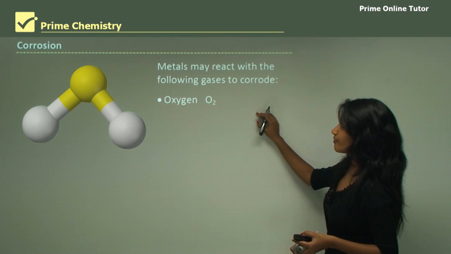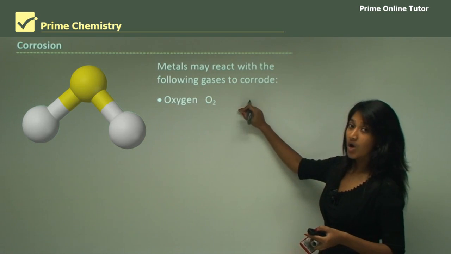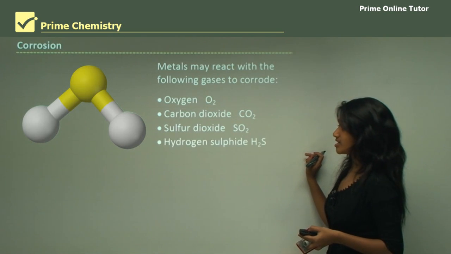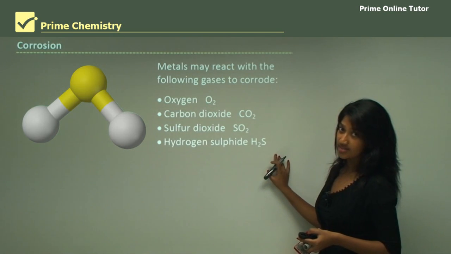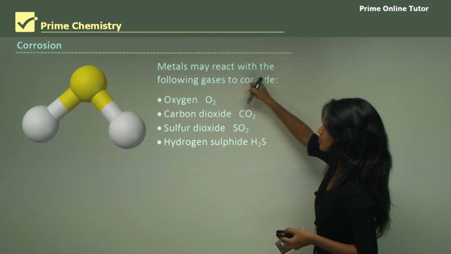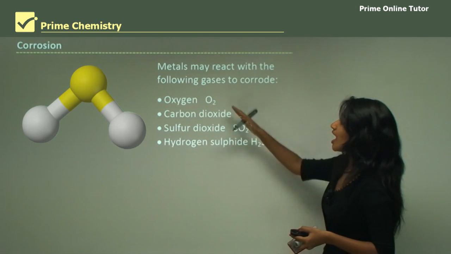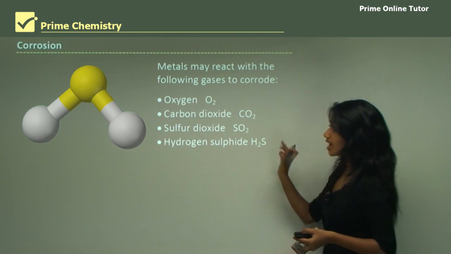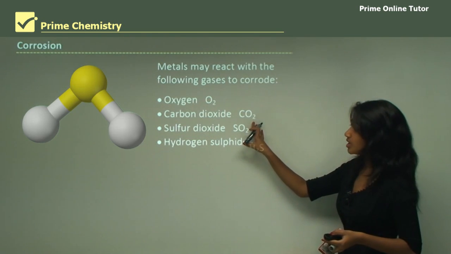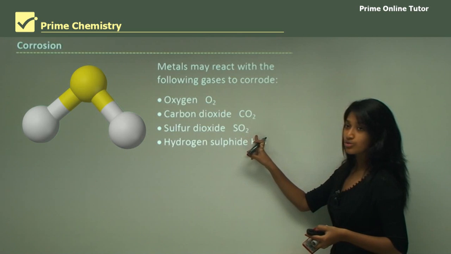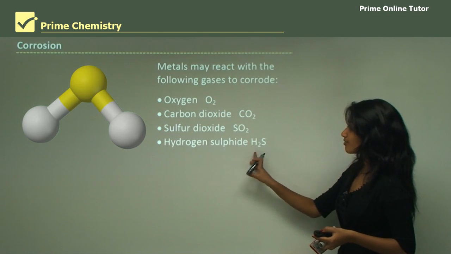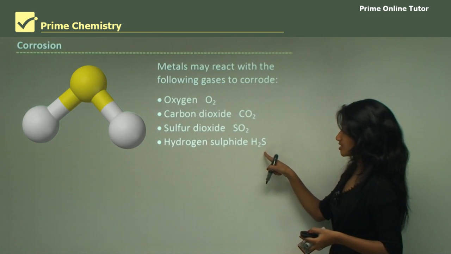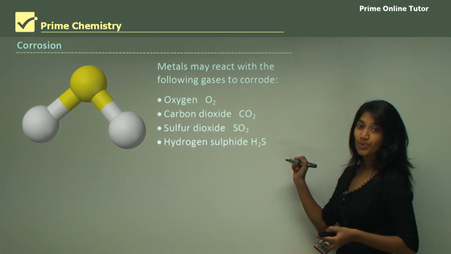Metals may react with the following gases to corrode. They may react with oxygen, carbon dioxide, sulfur dioxide, and hydrogen sulfide gas. Now here are all the chemical formulas for each of them. I have written them down so you become familiar with them. Oxygen is O2, carbon dioxide is CO2, sulfur dioxide is SO2, and hydrogen sulfide is H2S. And you can see that S has a valency of 2, and that's why there's a 2 next to H.